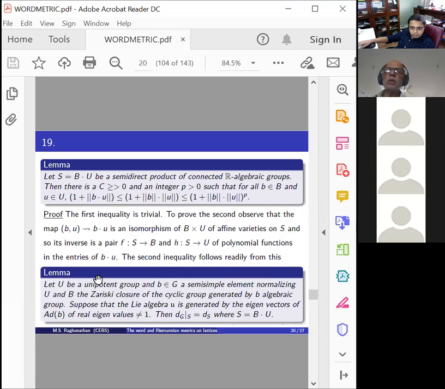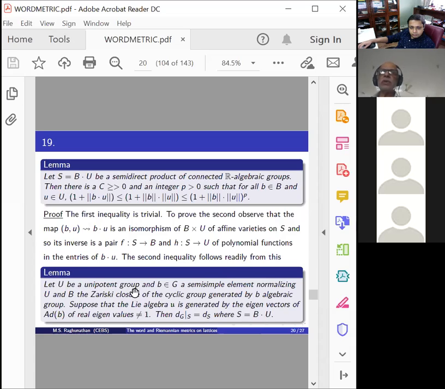Okay. Now, let U be a uniform group and B in G a semisimple element normalizing U. Here I don't really need the extra condition which I put in. The proof is straightforward. I'm only making a statement about norms, and all that you need here is that it's a symmetric product. I don't need that extra element T in B. The extra element T in B has a role in the next lemma.